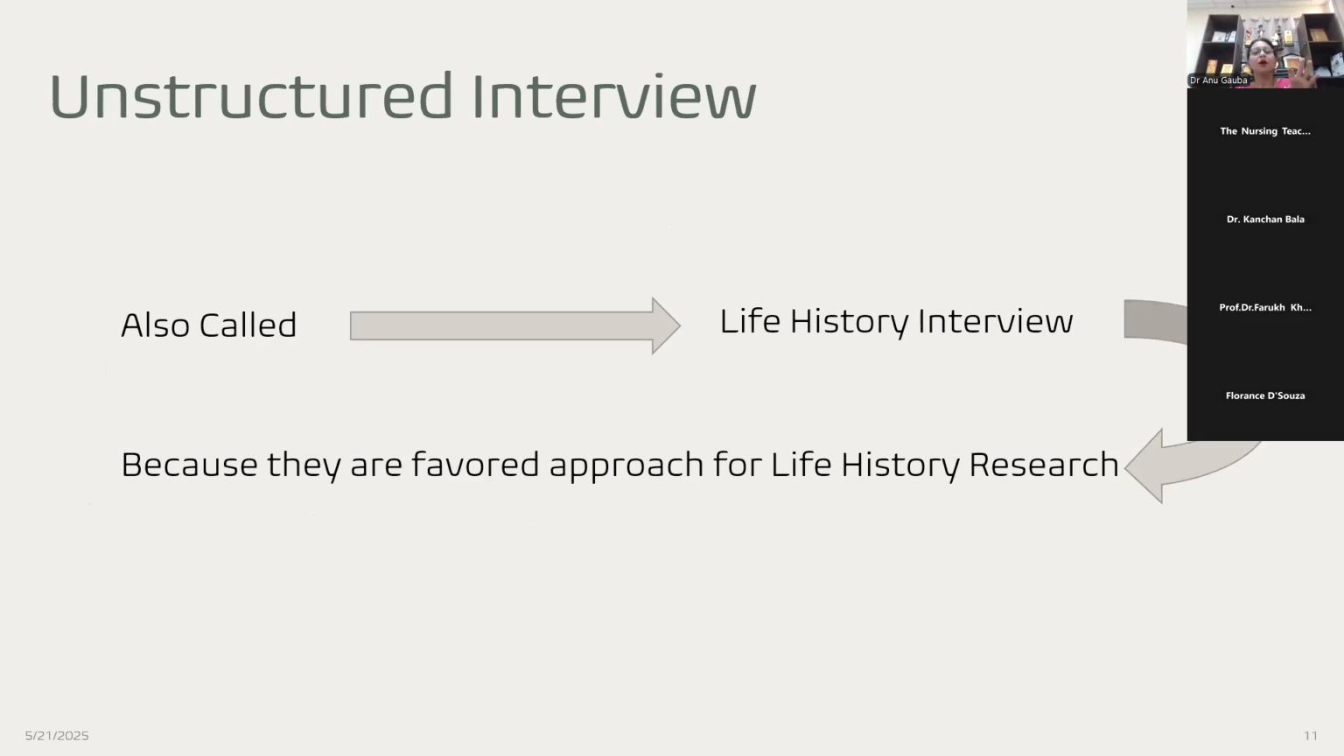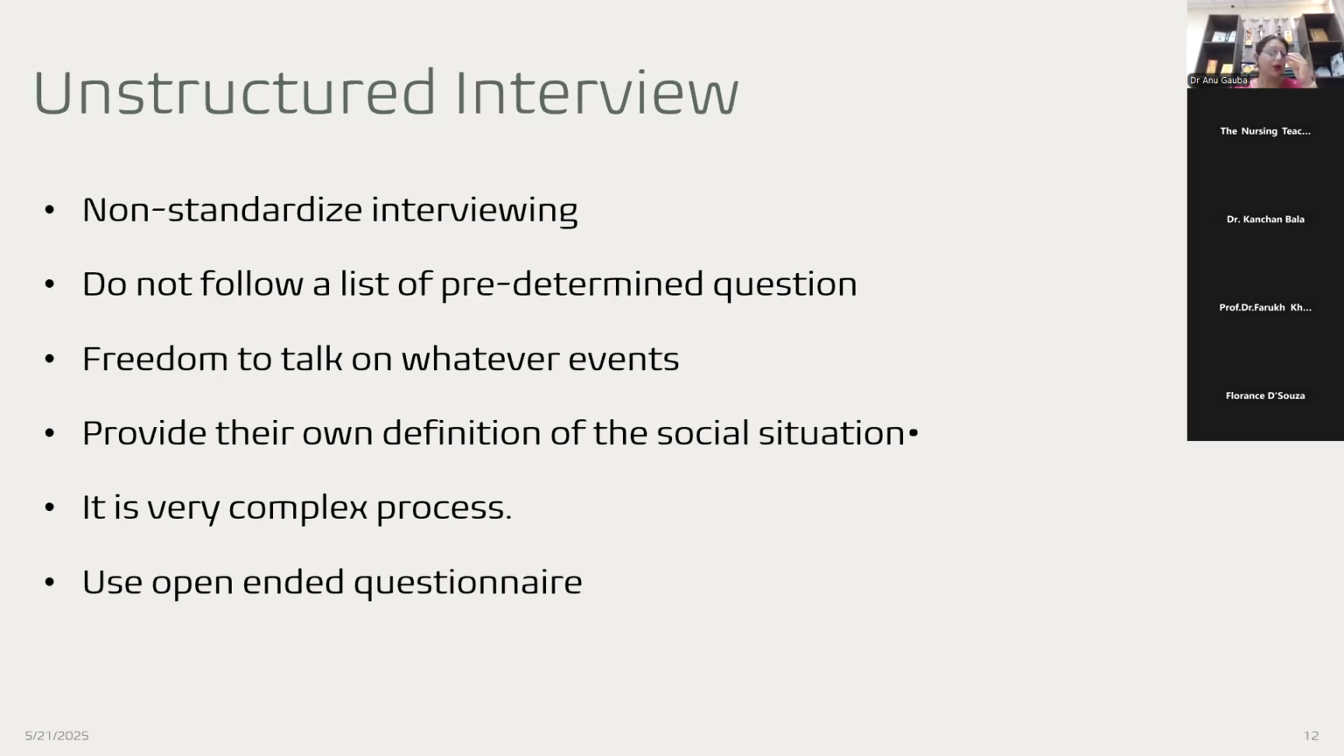Now, when we talk about the unstructured interview, this is also known as life history interview. Why is this known as life history interview? Because there are no such predetermined questions. We don't have any preset predetermined questions. We give the individual the opportunity to speak on that topic, to share their views and ideas on that particular topic. So that means open-ended questions will be framed under unstructured interviews.